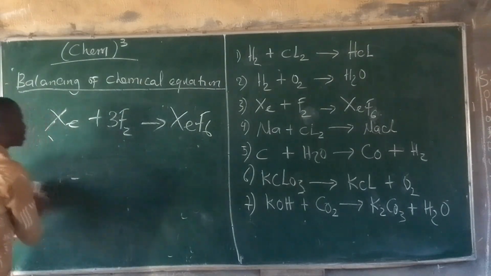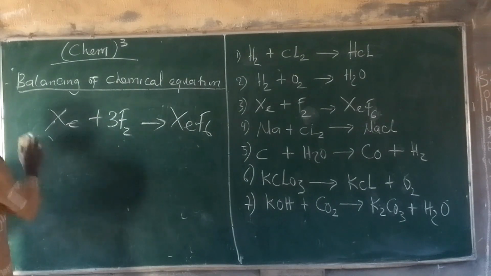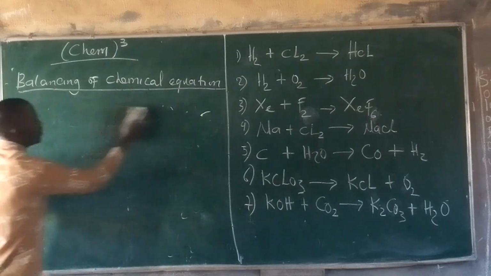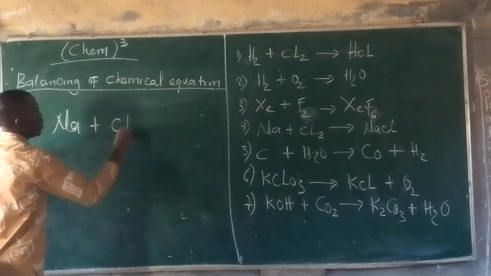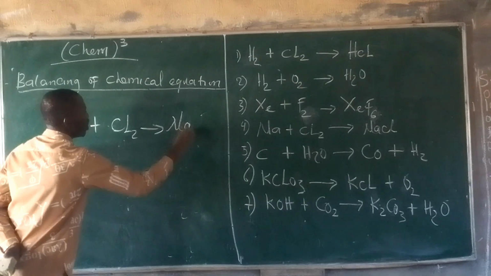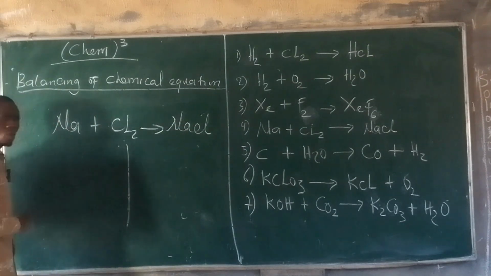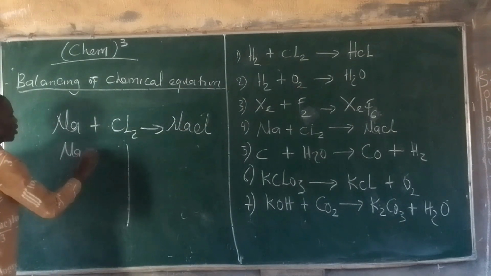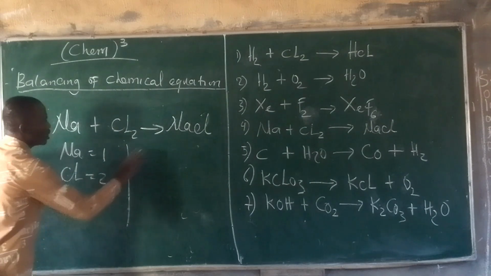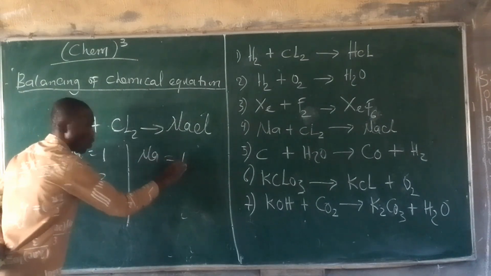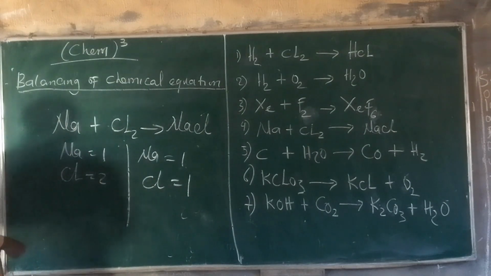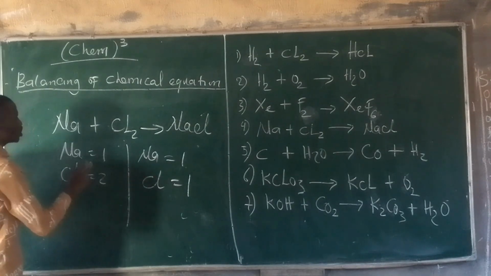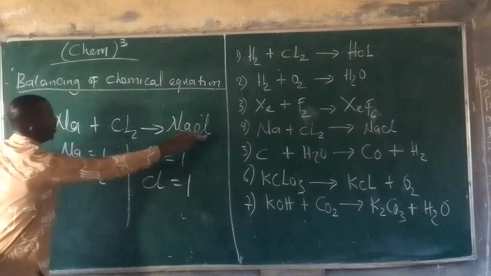Remember, don't change the subscript. You are only permitted to add numbers as the coefficient in front of the element. So we have sodium plus chlorine gives you sodium chloride. Let's list out what we have. We have sodium is 1, chlorine is 2, sodium is 1, chlorine is 1. Now, what I'm going to do is look at this side: sodium is 1, sodium is 1, that's good. Chlorine is 2, chlorine is 1.